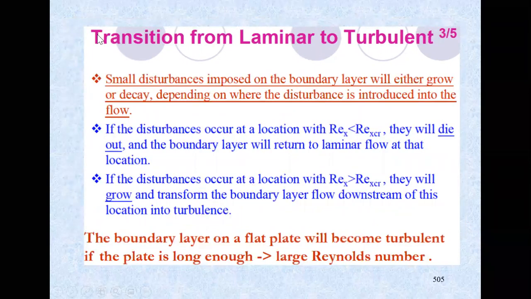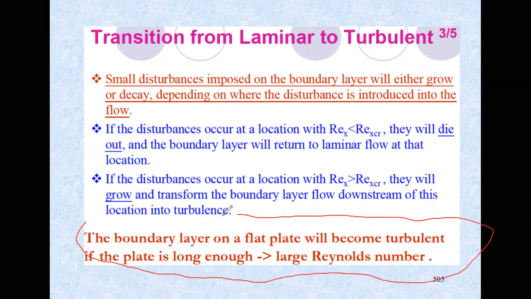Sometimes it occurs because there's some small disturbance, which could decay. If the disturbance occurs at a location with less than critical Reynolds number, then it will die out. But if it is already in the turbulent region, then it will grow and become more and more turbulent. So as I mentioned, the boundary layer on a flat plate will become turbulent no matter what, as long as the plate is long enough. This is something that will occur.